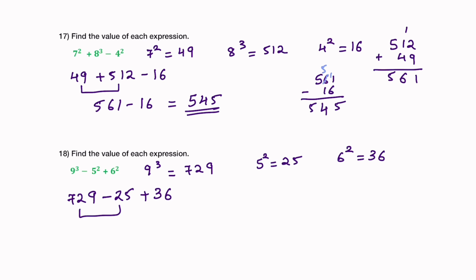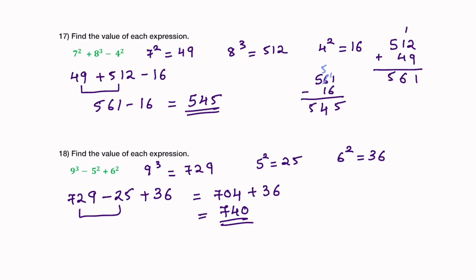729 minus 25. 29 minus 25 is 4, right? So that's easy. You can do it mentally. So that's 704 plus 36. And that's also easy. 36 plus 4 is 40, right? So 740 is the answer.